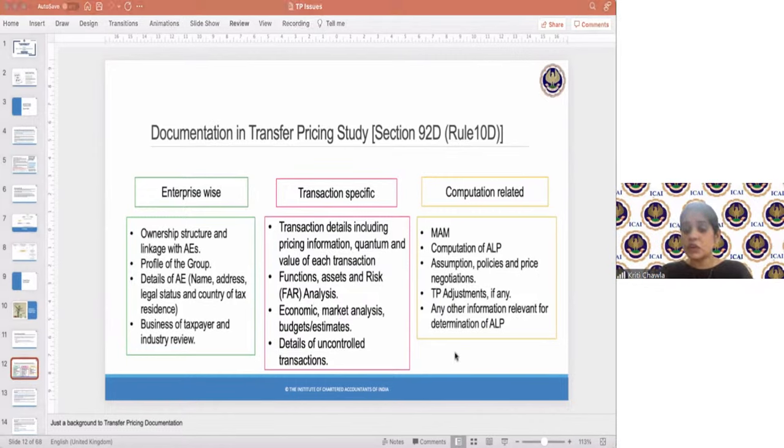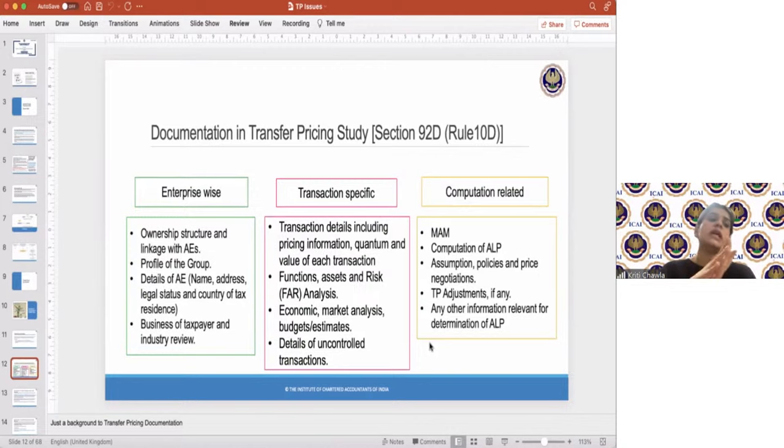Now, the question is who will make this particular documentation? Well, this documentation is maintained by all the companies in India who are undertaking international transactions. So if you have a company in India and it has transactions with AEs all across the world, and this is an international transaction, then that particular company will have to maintain a transfer pricing study.